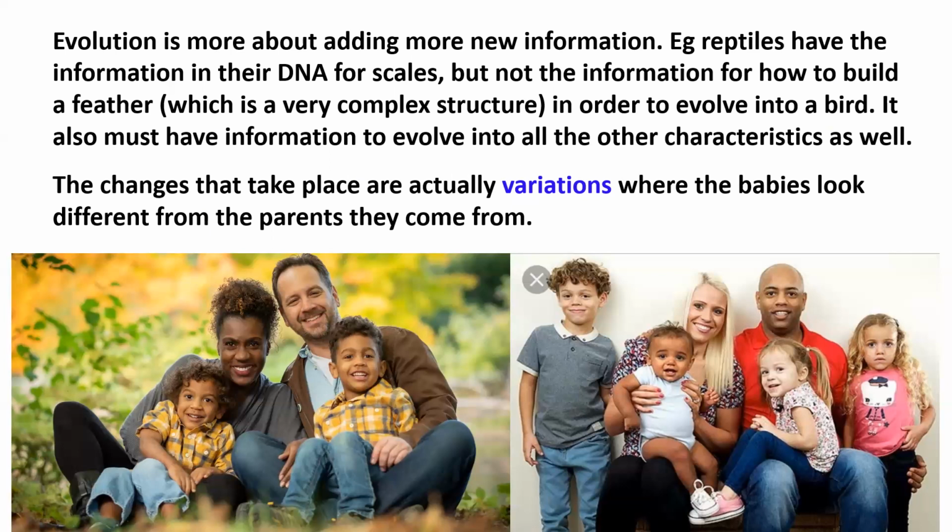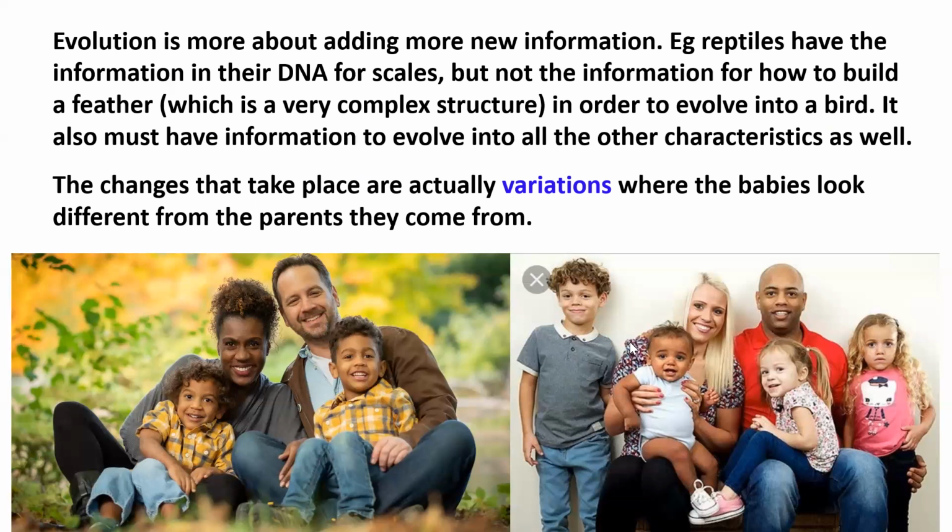The changes that take place, for example, from a wolf to a dog, are actually variations. It's not the evolution of one kind of animal into another. Okay, so we have this new word today called variations, where the babies look different from the parents they come from.